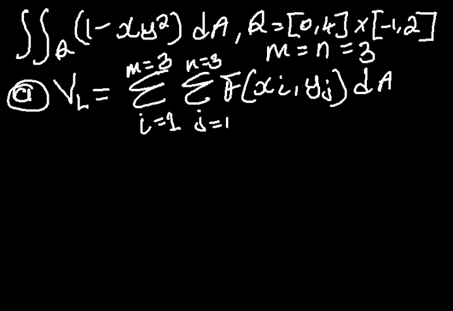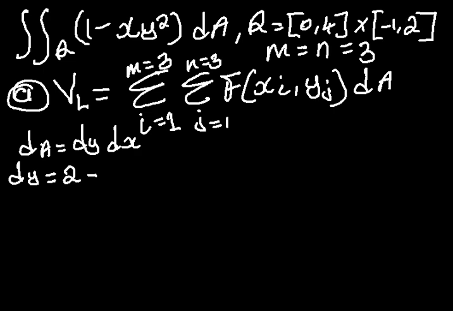Then we have to calculate the value of dA. What is the value of dA? The dA is given as dy times dx. Then what is dy? Along y the interval ranges from -1 to +2. Then we have 2 minus (-1) divided by the number of sample points, which is 3.